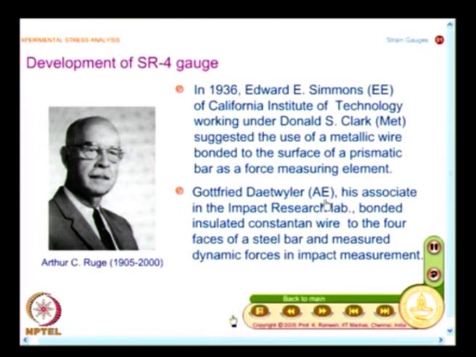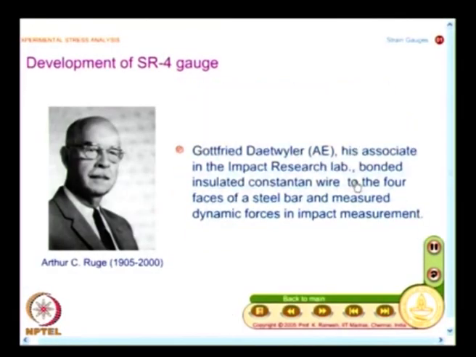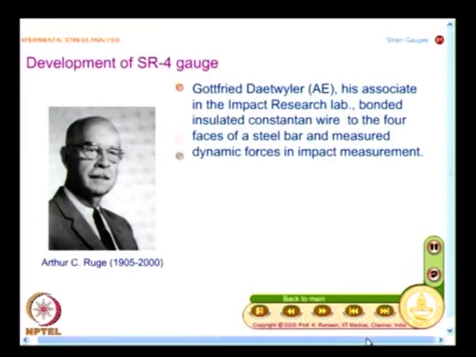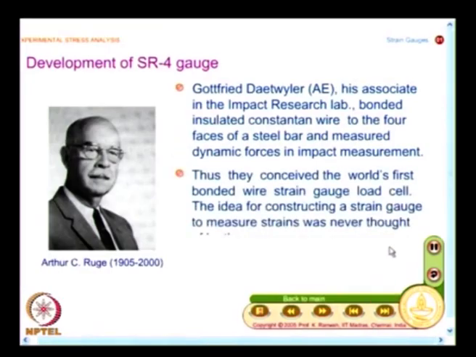See, only when different minds meet, new ideas develop, and Simmons was credited to be very inventive in his approach. So, when they faced a problem in impact force measurement, they consulted Simmons, and Simmons suggested, why don't you take a wire and bond it. And if you really look at their contribution, they did not know at that time that they are going to develop a strain gauge.